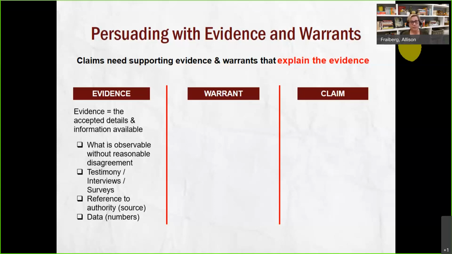And finally, numbers, data. Again, what you do with that information, how you explain it, how you interpret it, how you synthesize it and analyze it, that's the stuff that leads you to your claim. But those four things are what count as evidence. And that's it. Observable stuff, what people said, what experts said, and are there numbers and data that you're working with? Okay? That's what evidence is.